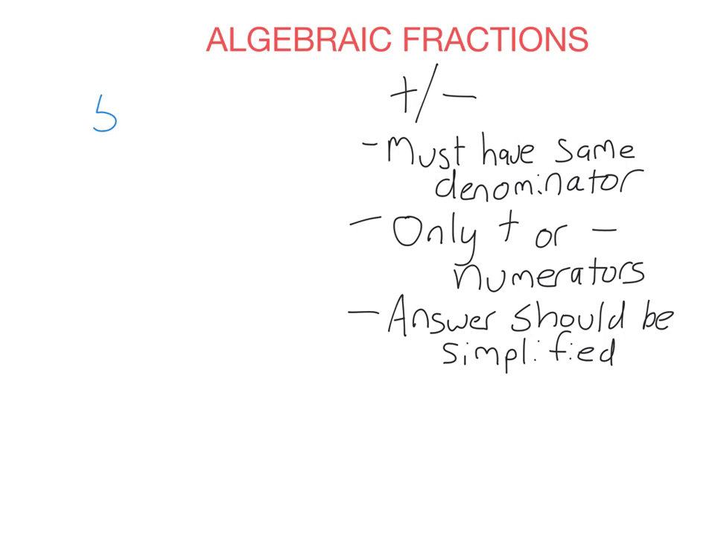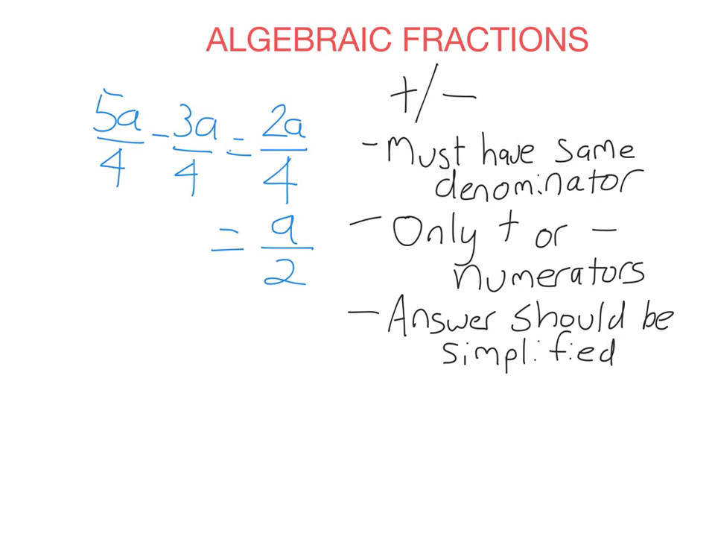So let's say I have 5a over 4 minus 3a over 4. We're going to use the exact same process we would for ordinary fractions. The denominator is the same, so I can subtract. So 5a minus 3a is 2a, and we leave the denominator as it is. But of course, 2a over 4 can be simplified because 2 and 4 share a common factor of 2. So I divide the top by 2, and I divide the bottom by 2. So a over 2 is in the simplest form. These two are equivalent fractions, but this one has a lower number for its numerator and its denominator.